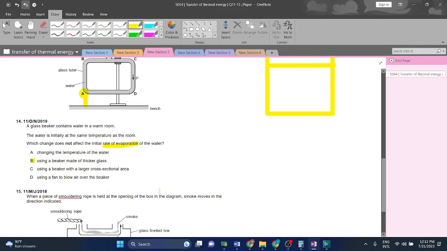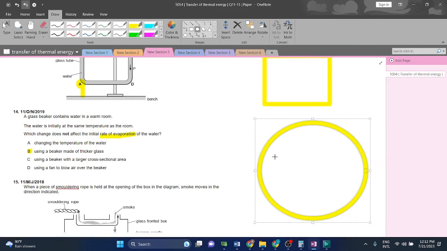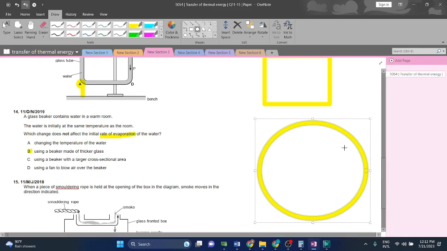We'll still check out C and D. Using a beaker with a larger cross-sectional area. Cross-sectional area means it will have a larger area to evaporate. जब आप बाहर जाते हो and there is a puddle, छोटा सा puddle होता है और अगले दिन आप वापस वहीं जाते हो, the puddle is gone. और अगर आप उस puddle की cross-sectional area reduce कर दो, so the puddle will take much longer to evaporate, because जिस सरफेस एरिया पे वो evaporate हो रहा था that has reduced. क्योंकि evaporation mostly happens on the surface. ठीक है ना? Evaporation mostly takes place on the surface.